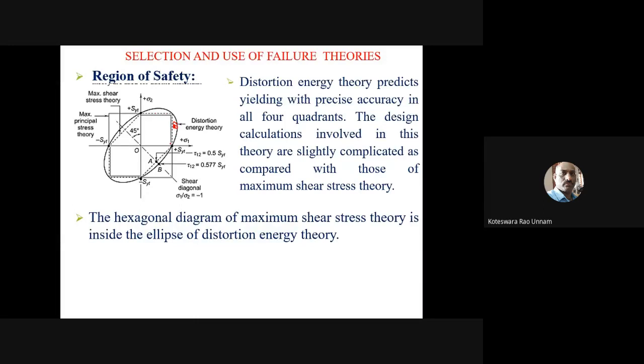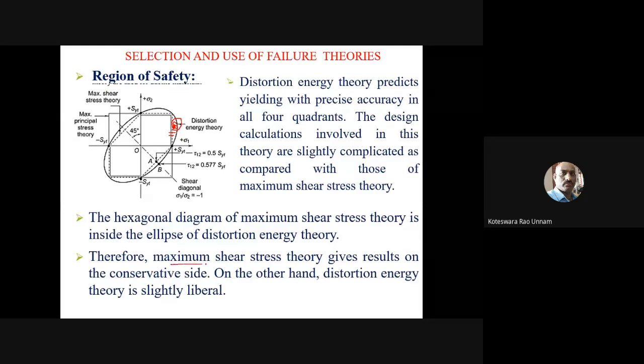So that means these two theories are not predicting, or else your distortion energy theory is predicting it properly. Therefore, maximum shear stress theory gives results on the conservative side. That's why, with the maximum shear stress theory, the maximum allowable area is less when compared to the ellipse. So here it is assuming more factor of safety when compared to the distortion energy theory. So that's why we'll say it is on the conservative side.